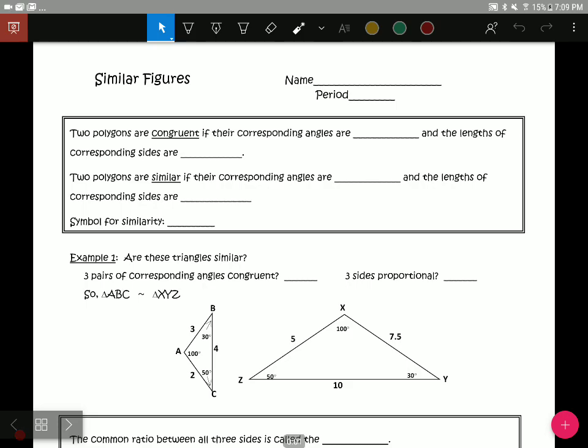All right, math fans. This is Mrs. Hunter. I have such a cold, and my throat hurts so bad that I now sound like my husband. No, I'm kidding. This is Mr. Hunter. She has strep throat, so I got this.